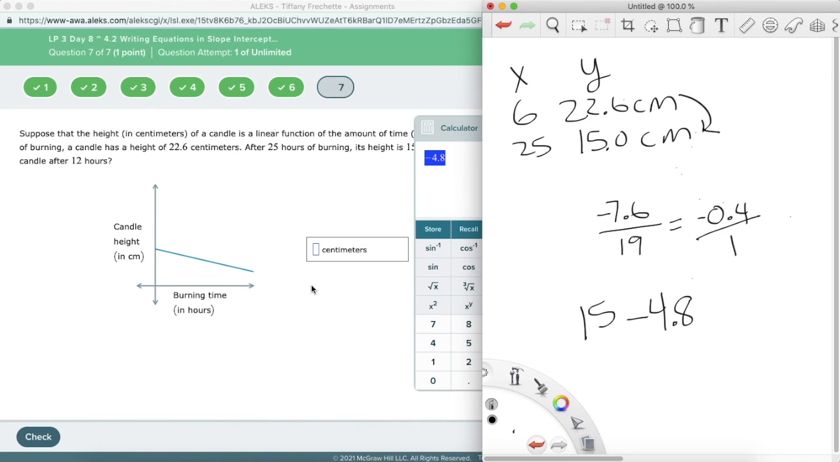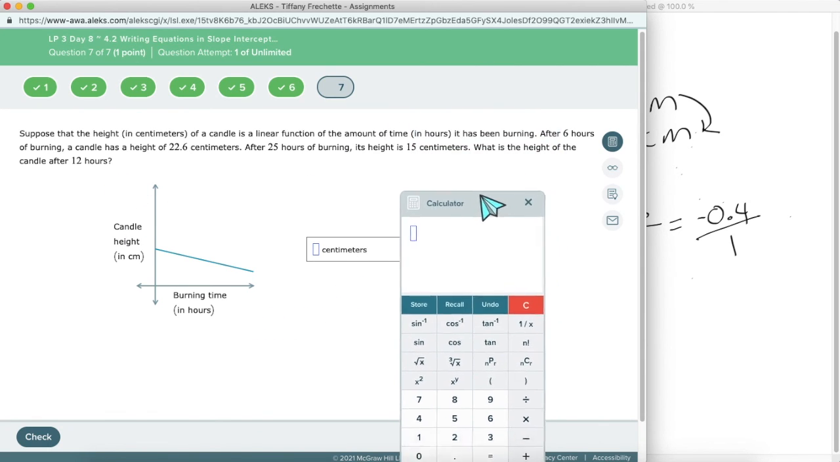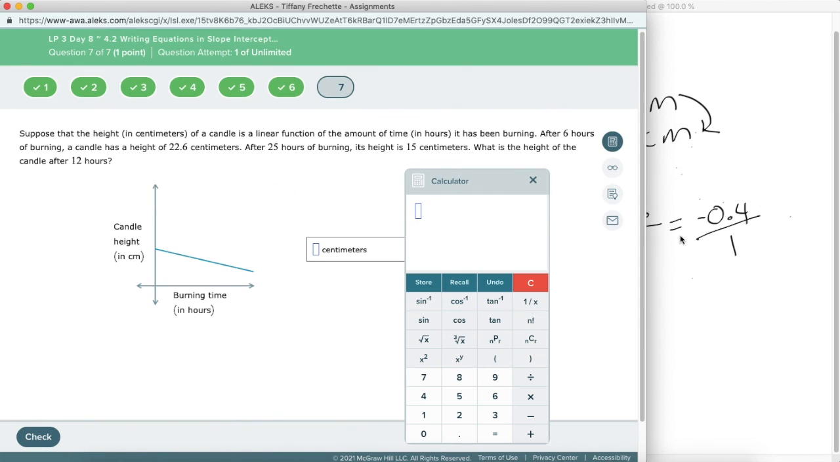Actually, I'm even fibbing to you a little more. We don't know the beginning point. The beginning point isn't 15. So let's back up just a second, because negative 4.8 is the total amount it's lost over the last 12 hours, but it's already been burning for a certain amount of time, right? So what we want to do is find a difference between, let's say, 6 to 12 hours.